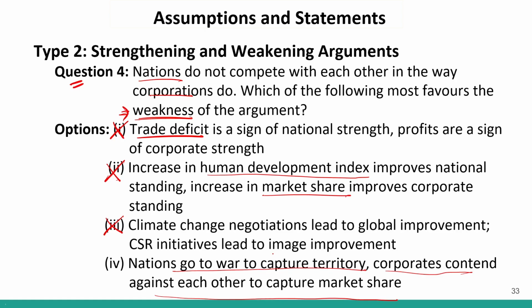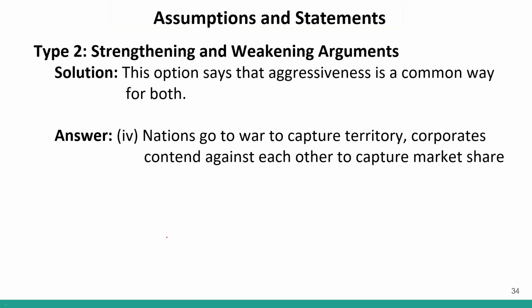This makes more sense because, see, look at the word. Both of them are trying to capture something. Both of them are trying to capture the weaker element. So nations want to capture territories and corporates want to capture market share. So if this is true, this will completely weaken the argument. This will completely weaken the argument. So the answer will be option number 4.